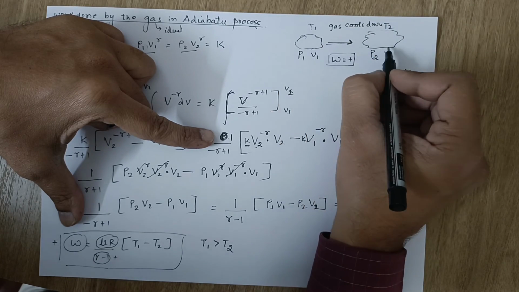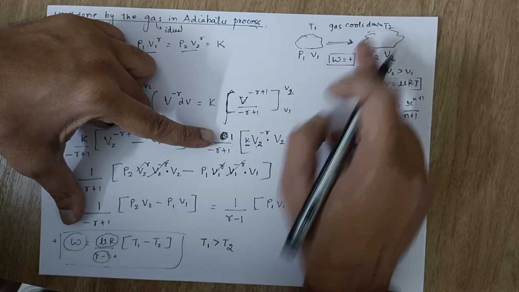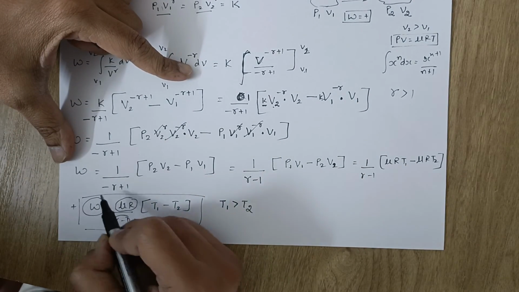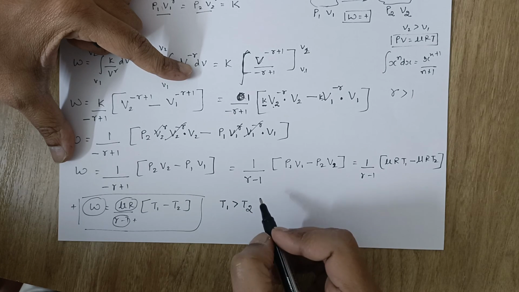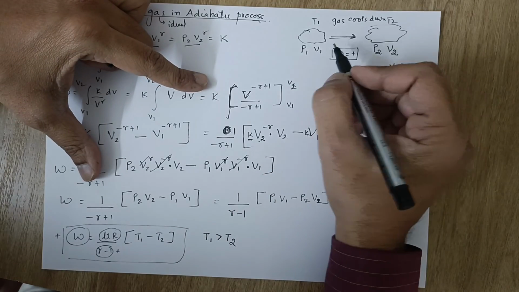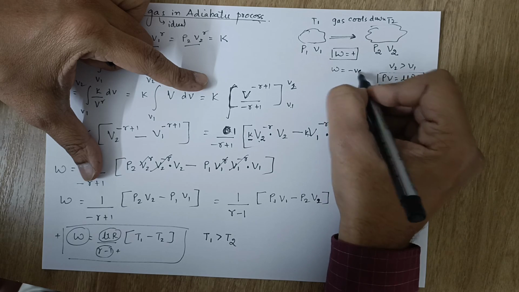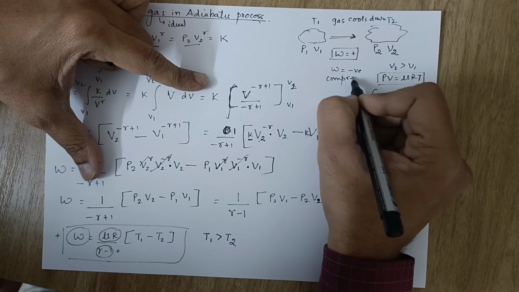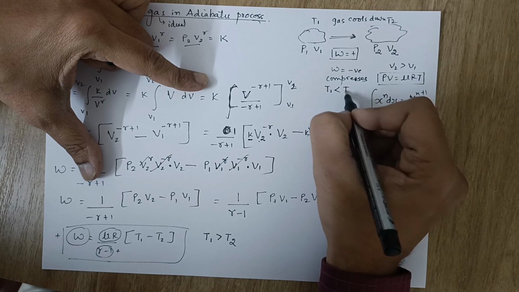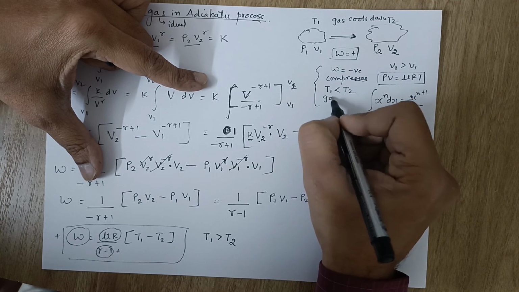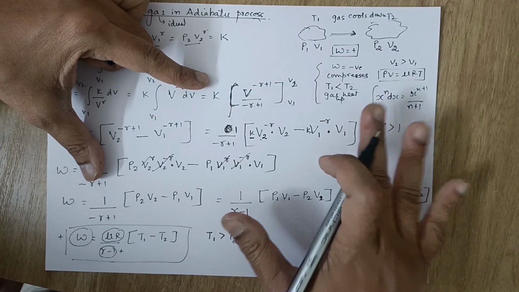So when the work is done by the gas in an adiabatic process, the gas cools down and the temperature of the gas decreases. Once again, when this is positive, and this part is already positive, this has to be positive, and for that T1 has to be greater than T2. Just the opposite, when the work is done on the gas, that means when the work is negative, at that time the gas compresses and the initial temperature is smaller than the final temperature. That means the gas heats up during adiabatic compression. So these are the things that you must understand.